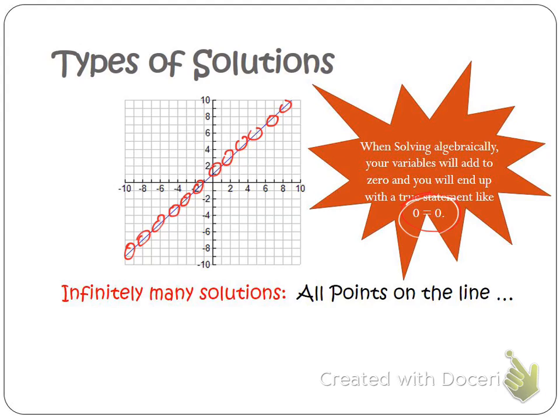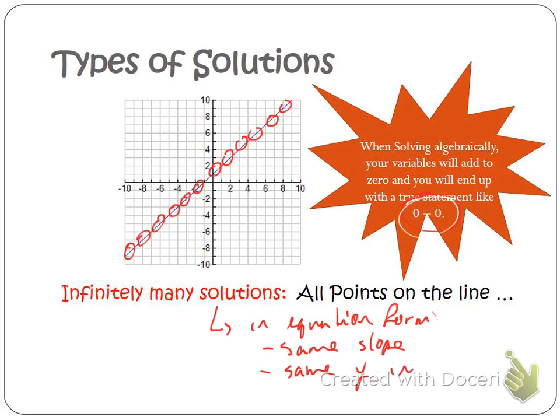Okay? Here, for infinitely many solutions, if we're looking at the equation form, y equals mx plus b, and we put the two equations in slope-intercept form, we're going to find out that they're going to have the same slope and the same y-intercept. That would make the two lines exactly the same, right?